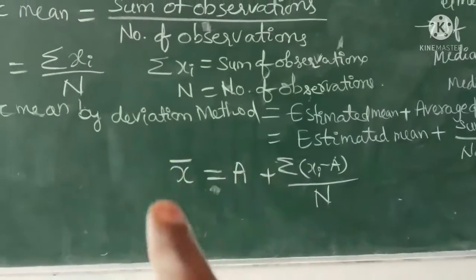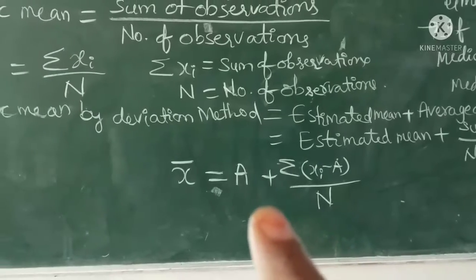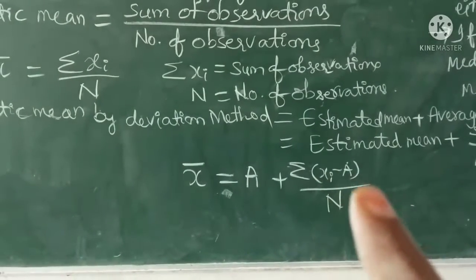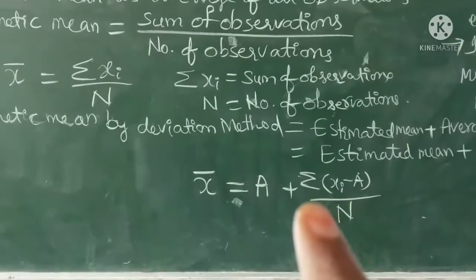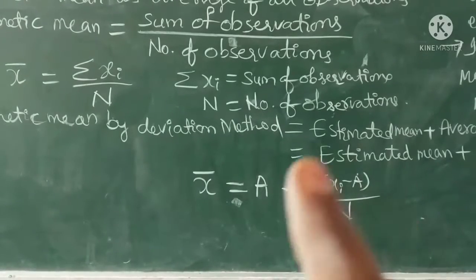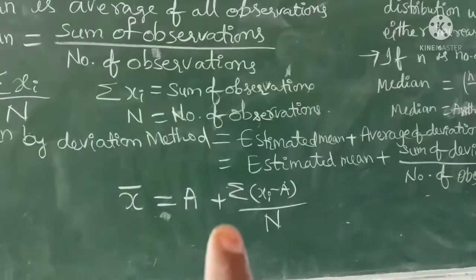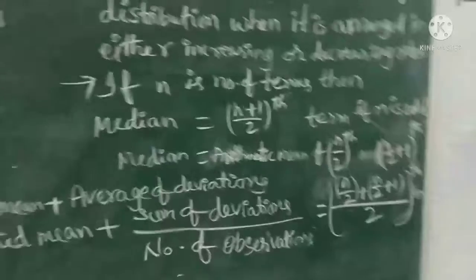If we assume any one number as the mean, the assumed mean, and subtract it from each observation, then we get deviations. If we add all of them, we get the sum of deviations, and the sum of deviations by the number of deviations is the average of the deviations. That should be added to the assumed mean. Then we will get the arithmetic mean by deviation method.